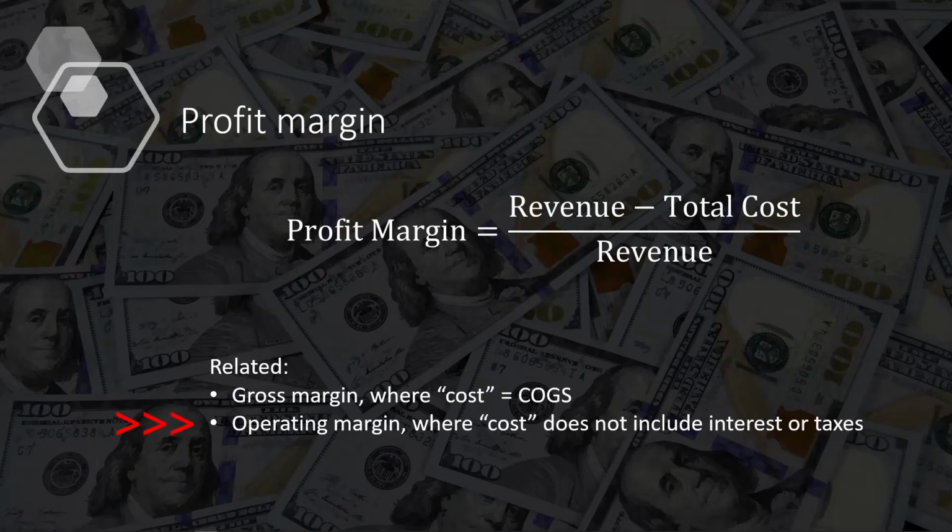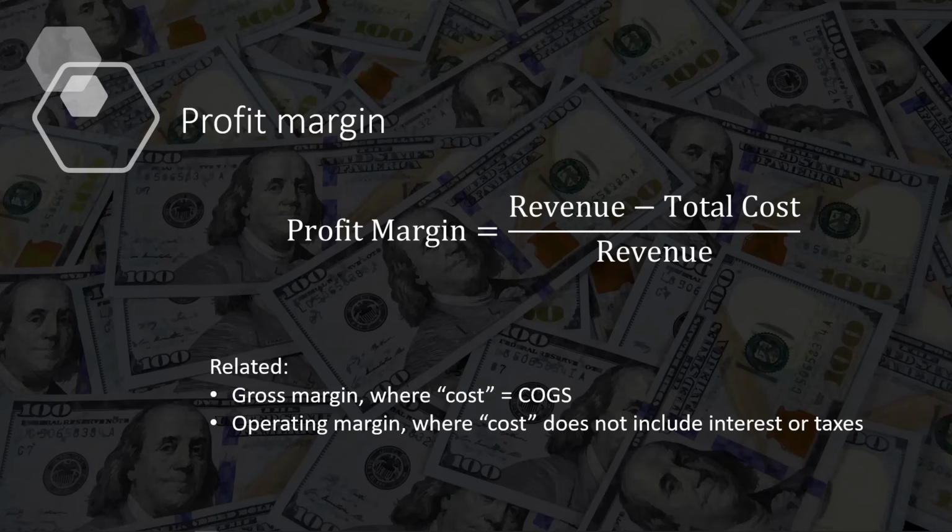And another margin is the operating margin. In operating margin, the cost term does not include interest or tax. So the cost incurred for acquiring the products, hiring people, paying salaries, running advertising, these costs are all counted towards operating margin, but not interest or taxes. So this is the concept of profit margin.